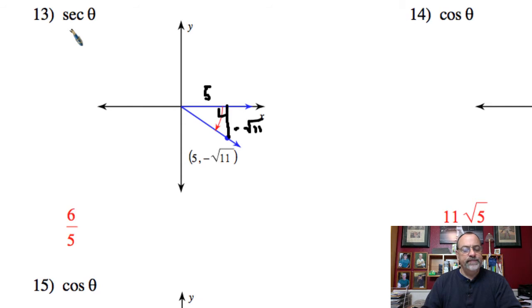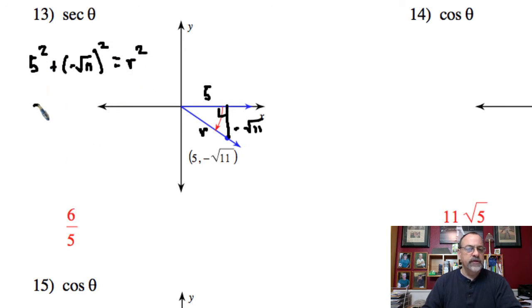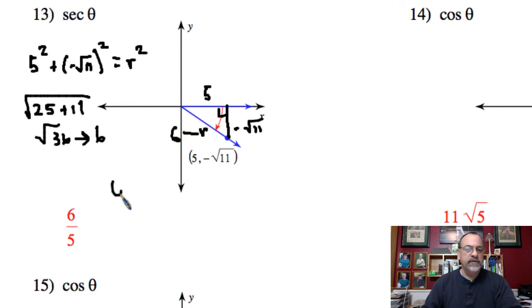So the secant, again, is the reciprocal of the cosine. The cosine is x over r, so I need to know r, because the secant would be r over x. So again, we'll use Pythagorean theorem to determine the value of r. So this is 5 squared plus negative square root of 11 squared. That's going to give me r squared. So again, this is 25. Square root of 11 squared, or the negative of that, is a positive 11. So square root of 36, which again is 6. So r is 6. So the secant is the r value, which is 6, over the x value of 5.